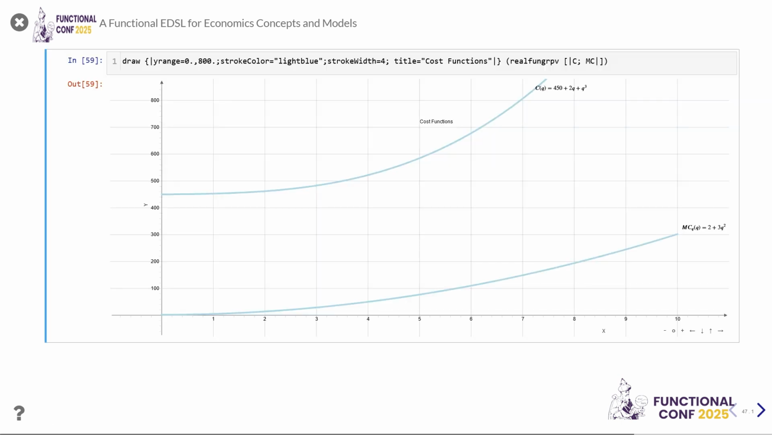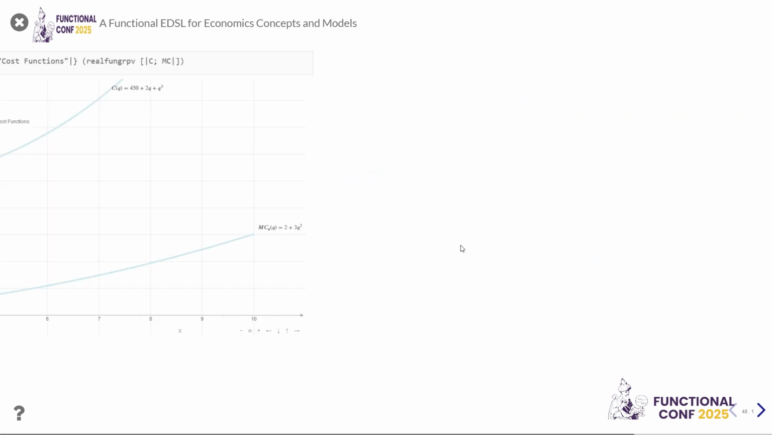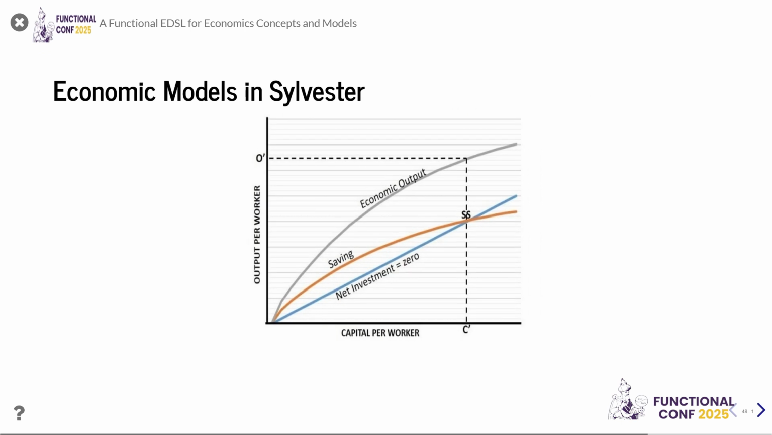But this is the high-level visualization API. So we're drawing two graphs. This is our cost function, and this is our marginal cost function. Okay, and we're observing how as we increase quantities, the costs go up. All right, so that's an example of how we can use these different economic concepts.